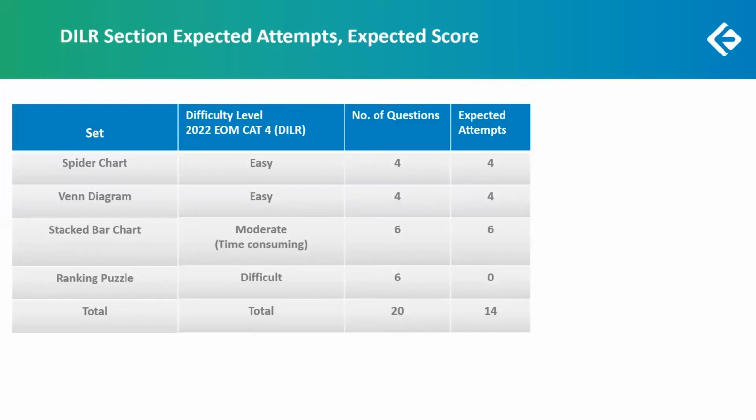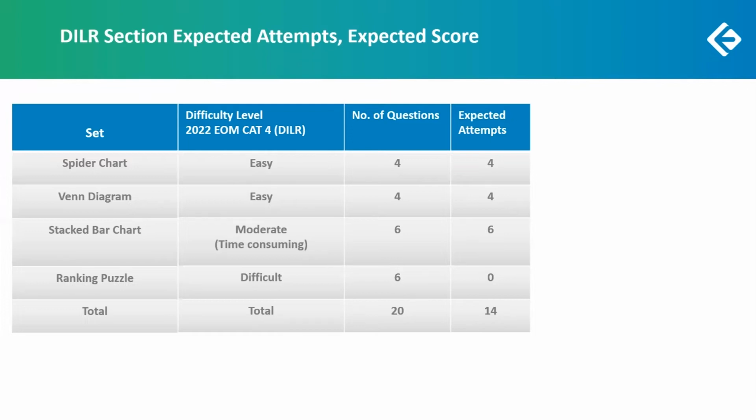So the spider chart, that was an easy set. 4 questions, all 4 should have been attempted. Venn diagram, also an easy set. 4 questions, all 4 should have been attempted. Stacked bar chart, moderate but a little bit time consuming. We should have given it that time. Combined the 2 charts, formed a table, and then attempted the 6 questions.